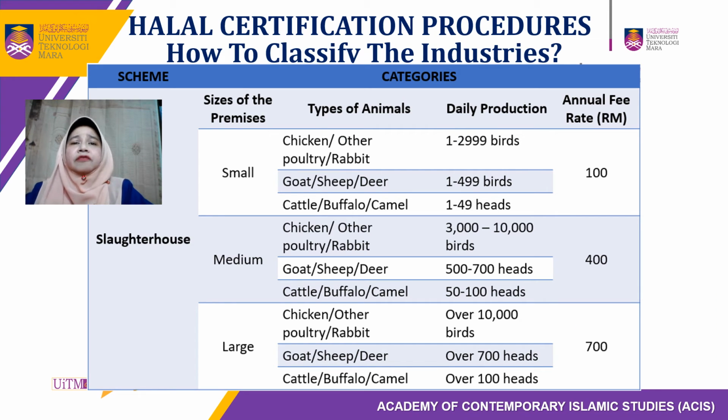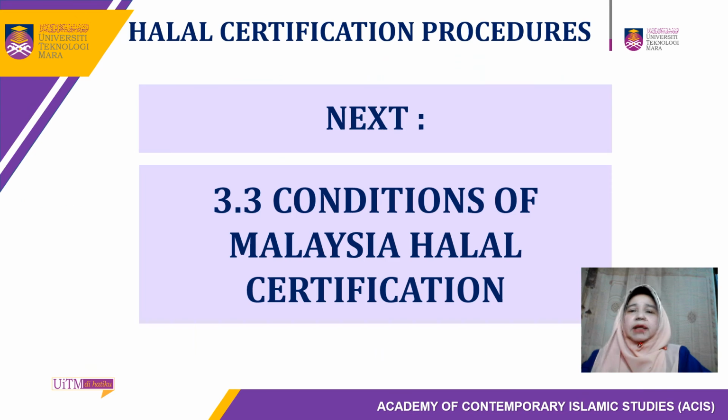And we have the slaughterhouse. In the slaughterhouse, for example, we look at the size of the premises. Is it small or medium or large? And then we have to look into the types of animal and the daily production. Then we can identify the annual fee rate, how much they have to pay.